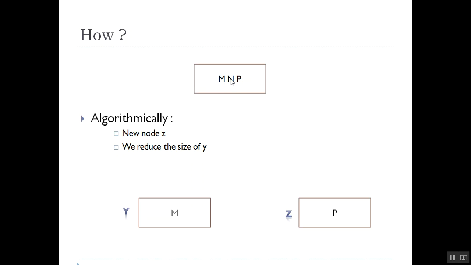What happens to N? It will ascend to the parent node. N will ascend to the parent node. So to resume, y is the node to be split. Z is the node that will contain the right part of y after the median. The median here is N, and N will ascend to the parent node.